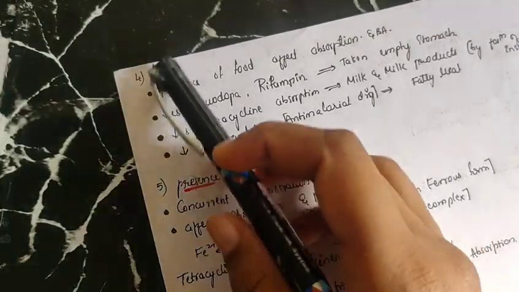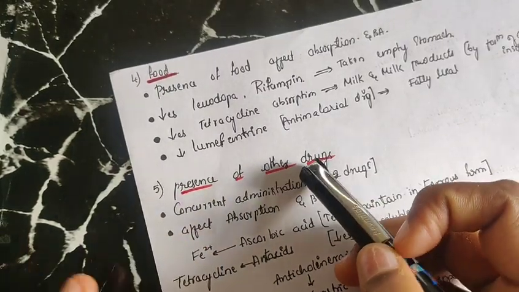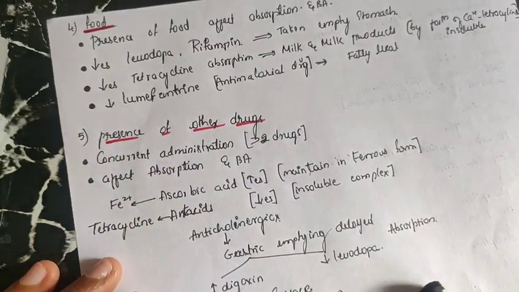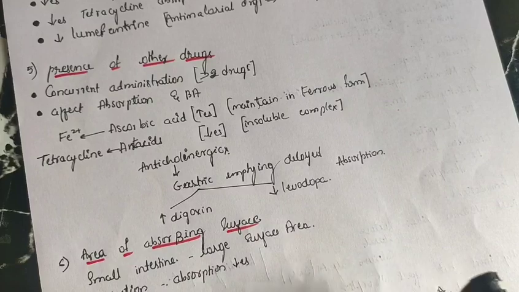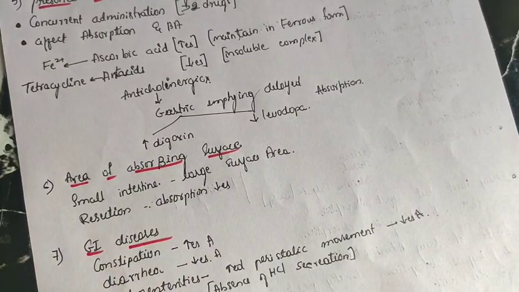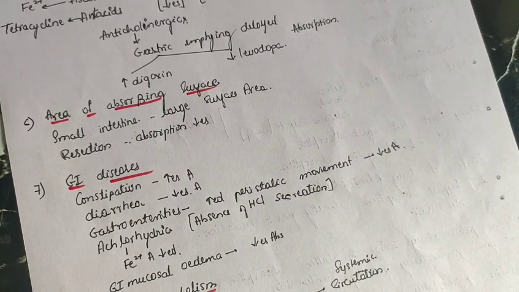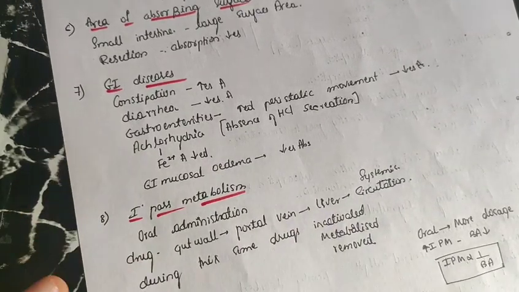Other factors are the presence of food, which may alter the absorption of some drugs. Food is also a main factor, and then the presence of other drugs, where drug interaction will be there. So we will discuss this factor also. And surface area: the more the surface area, the more absorption there will be. And GI diseases like diarrhea, constipation, and gastroenteritis. And first pass metabolism. We'll see one by one how these factors affect drug absorption.